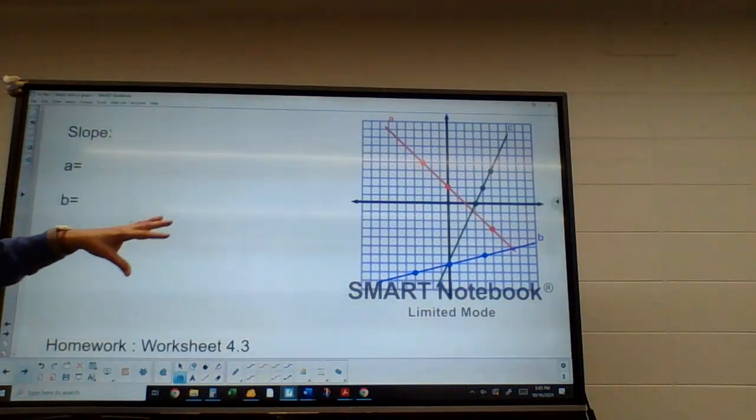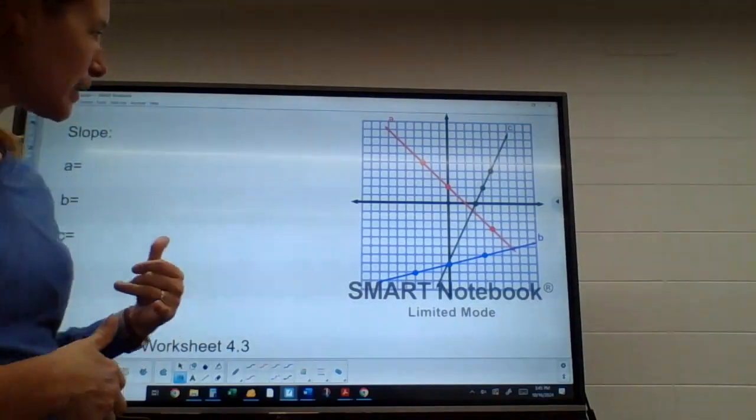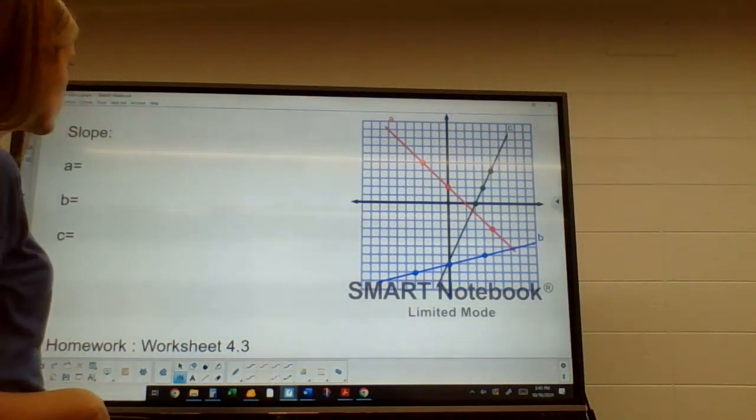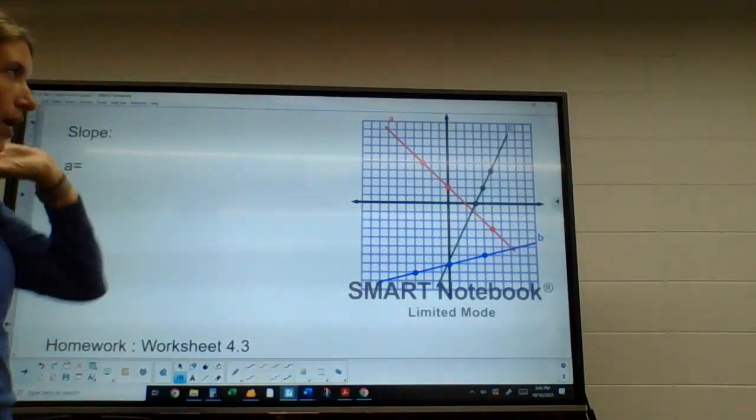So I have these 3 I'm going to find the slope for, and then we're going to do a little bit of review because that's going to be on our worksheet, which is our homework. So I'm going to go A, B, and C on here. Again, just some more practice with this.